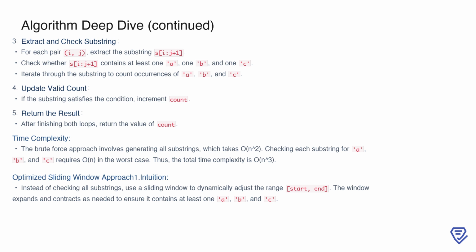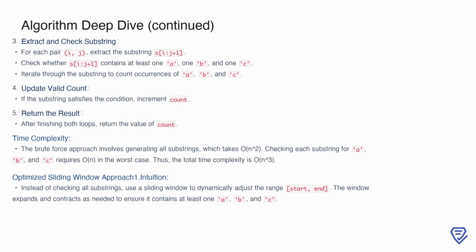Once we have the substring, we check whether it contains at least one A, one B, and one C. This can be done by iterating through the characters of the substring and counting the occurrences of these three letters. If the substring satisfies the condition, we increment the count variable. After examining all possible substrings, we return the final value of count.